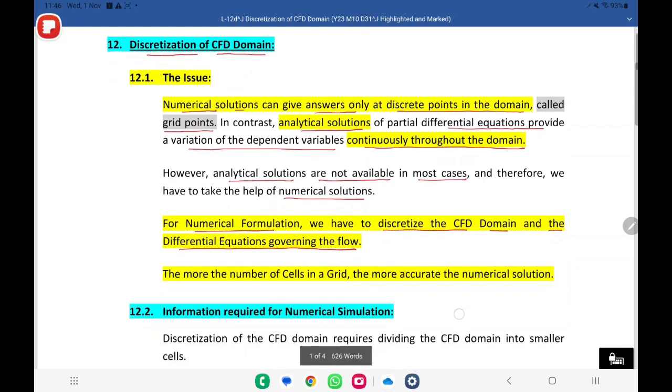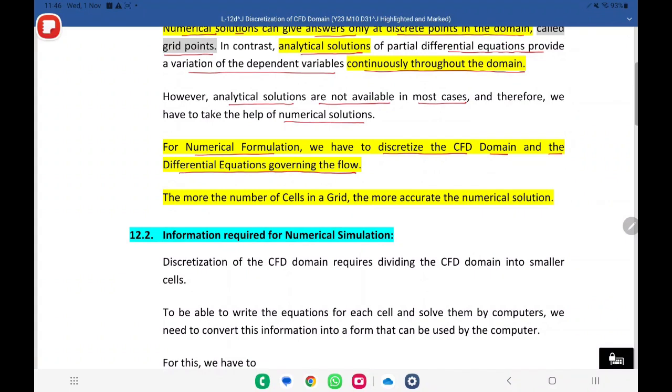Now, one general principle we can note is that the more the number of cells in a grid, the more accurate the numerical solution is. So the quality of the solution depends upon the quality of the grid. The way you have discretized the domain will determine the quality; we will discuss that. But before that, we take these points.